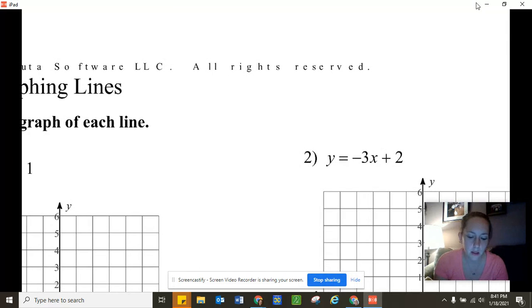So, if you remember, right now we're working with slope-intercept form.